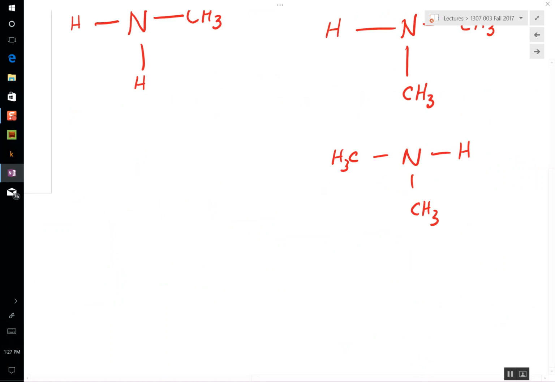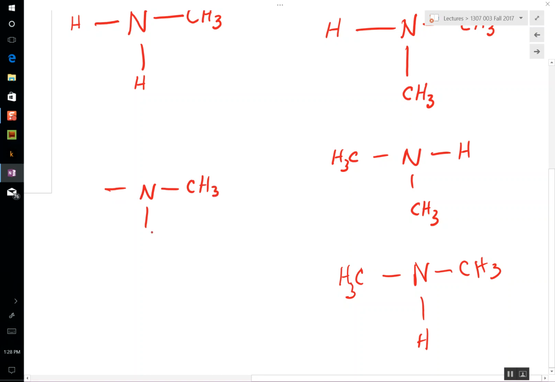You could even draw it with a methyl on one side here and a methyl on the other side here, and a hydrogen down there. Sounds like the hydrogen's in the middle, but it's not. There isn't any middle. They're equidistant away from that nitrogen. Trimethylamine, you just know that's all you have on there. It's three methyl groups. Trimethylamine.